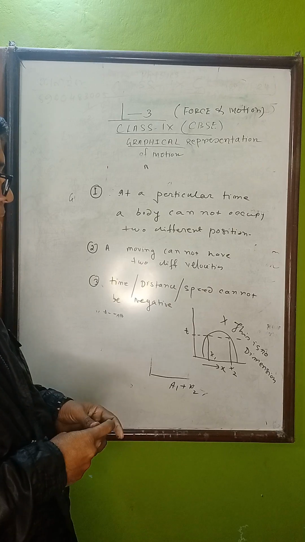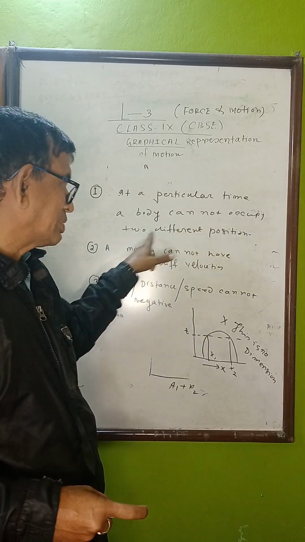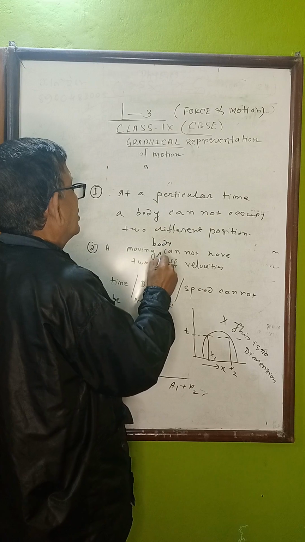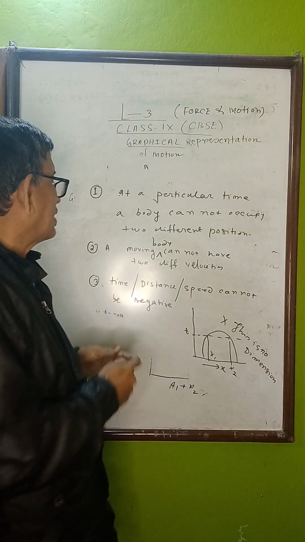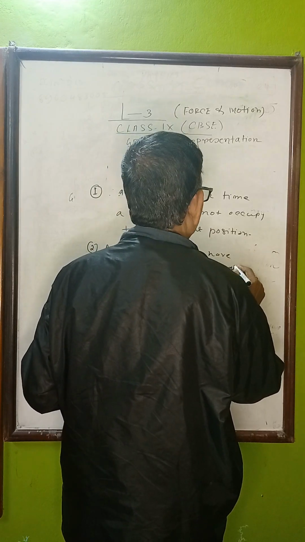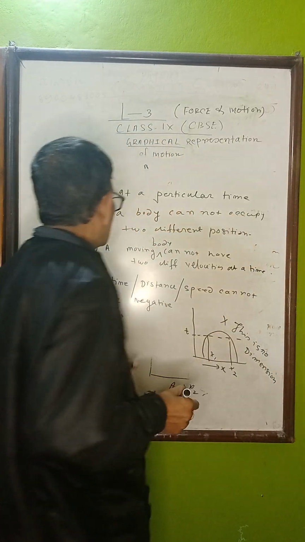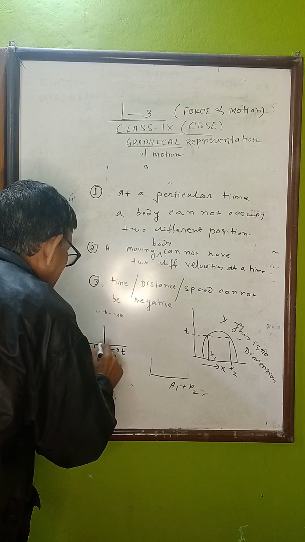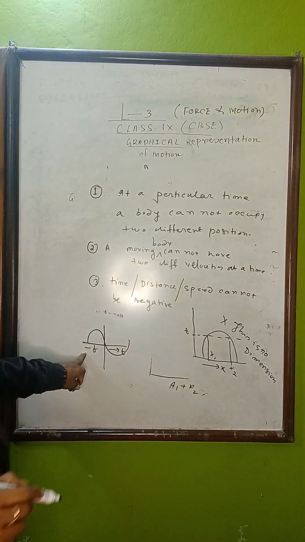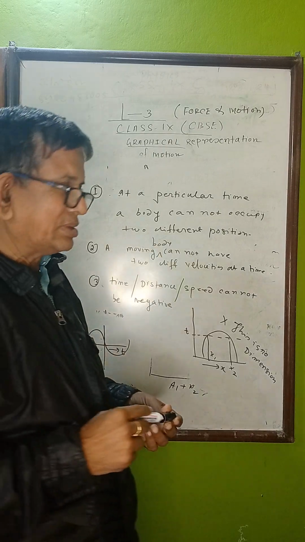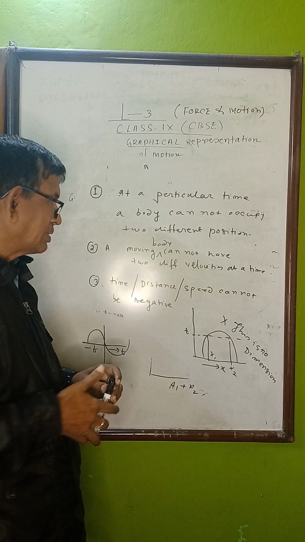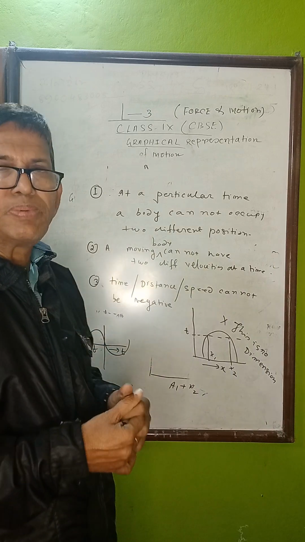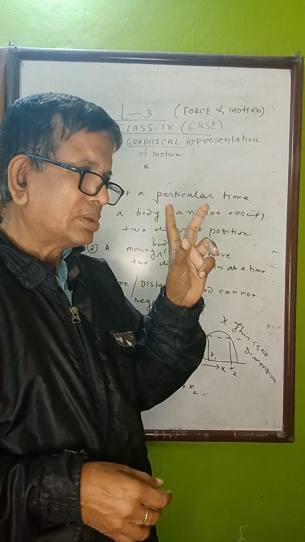So again you remember, at a particular time a body cannot occupy two different positions. A moving body cannot have two different velocities at a time, and this graph is not possible. Suppose time is positive, time is negative, this type of graph is not possible. Time is always in the positive direction, positive sense. Time cannot reverse back.